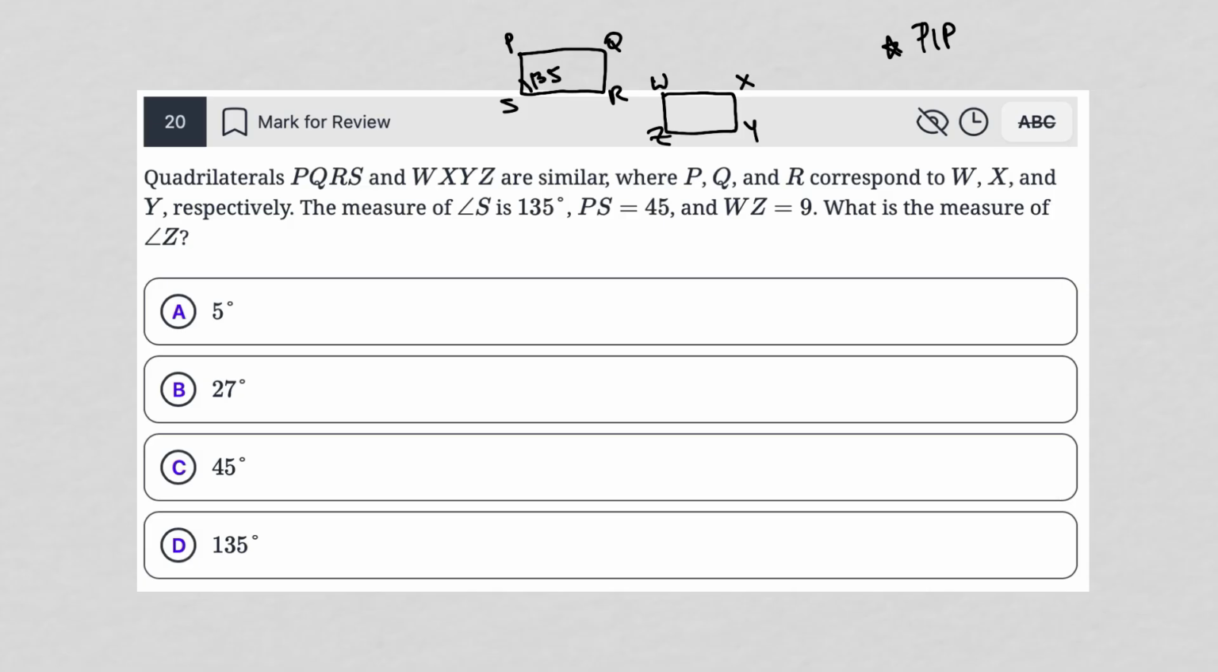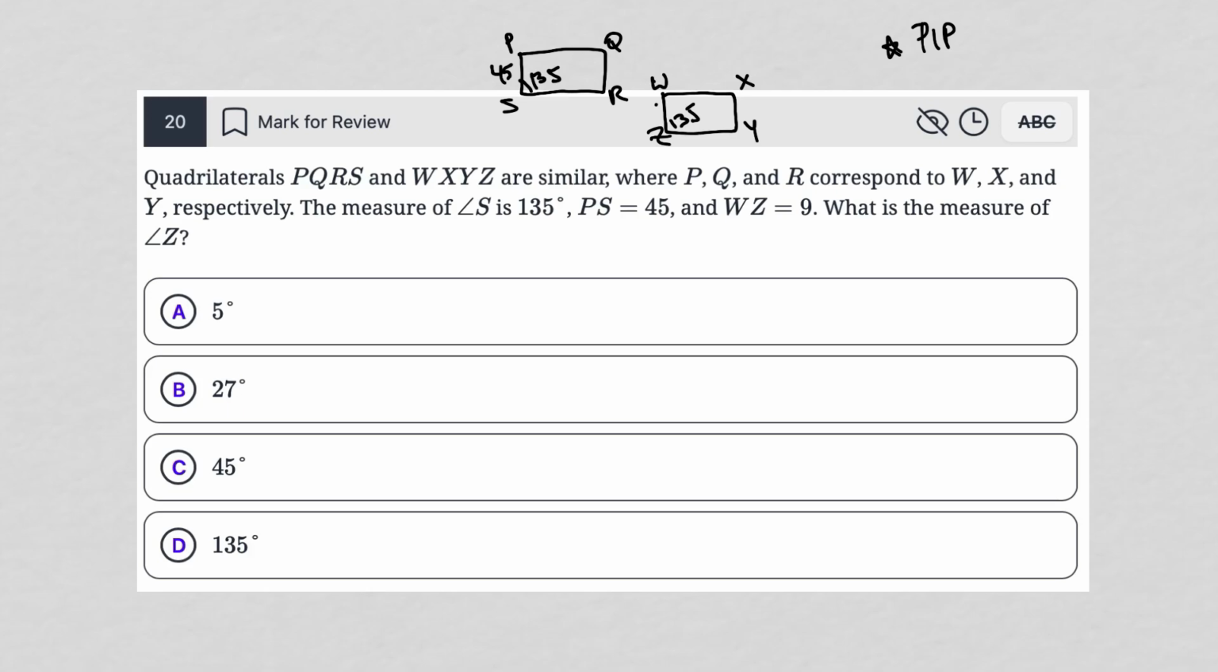So 135 is there, which means, by the way, that Z has to be 135. That's what it means to have similar shapes. So those corresponding angles have to be equal. And then it tells us that PS is 45. So this is 45. And WZ is 9.